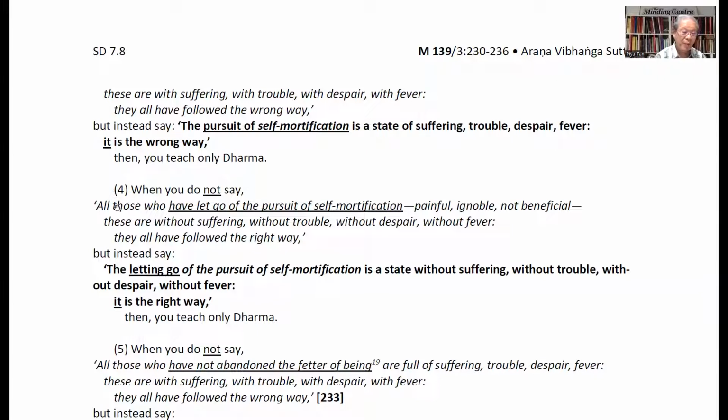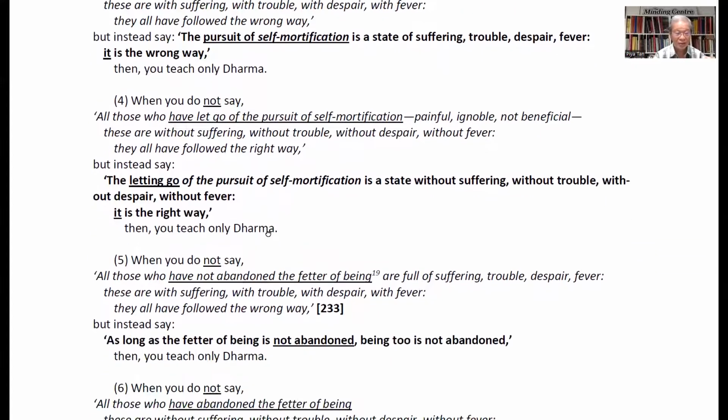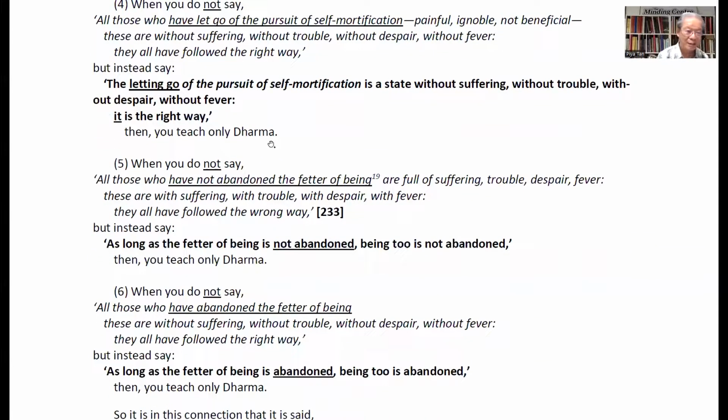Number four, you do not say, "All those who have let go of the pursuit of self-mortification, painful, ignoble, not beneficial, these are without suffering, without trouble, and so on, they all have followed the right way," right? You don't say that, because that is personal bias. But instead say, "The letting go of the pursuit of self-mortification is a state without suffering, without trouble, without despair, without fever. It is the right way." Then you teach only Dhamma. You focus on the state again. So that's becoming very clear, right?